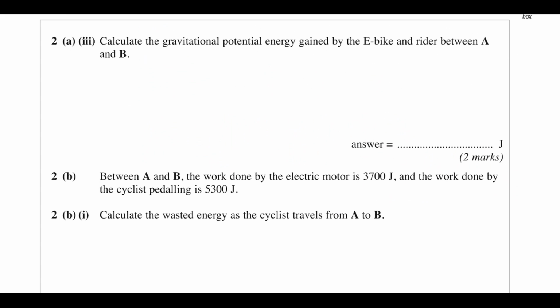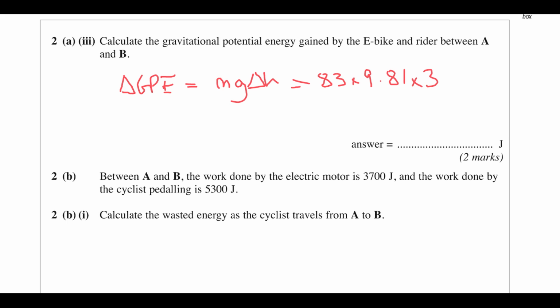That's the kinetic energy. The next one wants us to calculate the gravitational potential energy gained between A and B. So it goes up by a height of 3 meters. So change in GP is calculated by doing mg delta h, which is 83 times by 9.81 times by the change in height, which is 3, and when we put that in, we end up with 2443. So that's going to be 2.4 times 10 to the 3 to 2 significant figures.